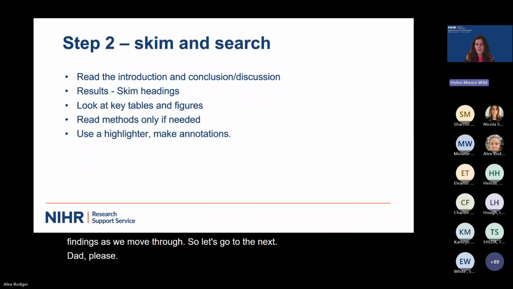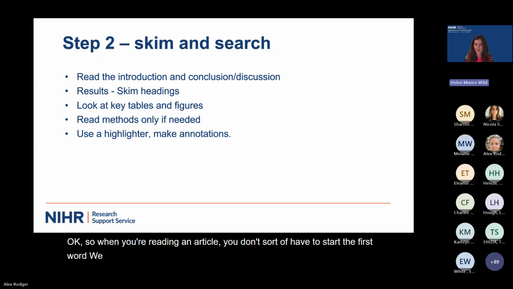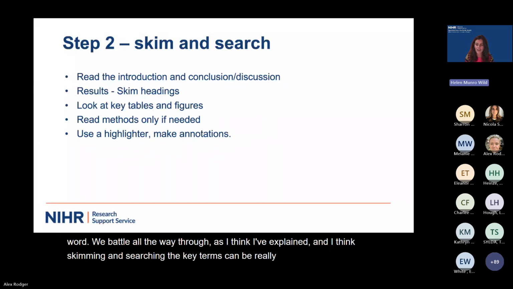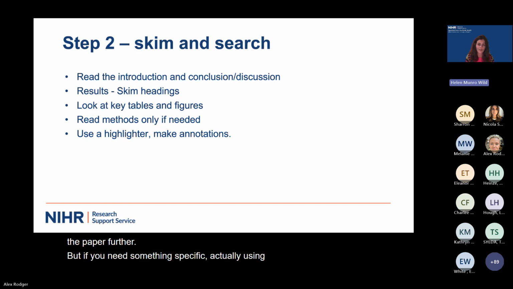Okay, so when you're reading an article, you don't have to start at the first word and battle all the way through, as I think I've explained. I think skimming and searching for key terms can be really important. It gives you a quick impression, saves time, and helps you decide if you want to look at the paper further. So if you need something specific, using the Control F function can be really useful.